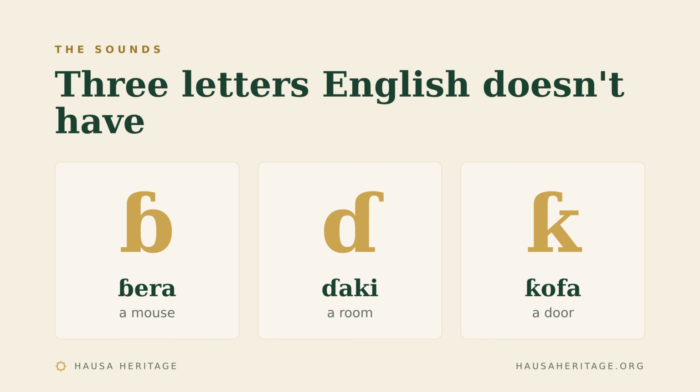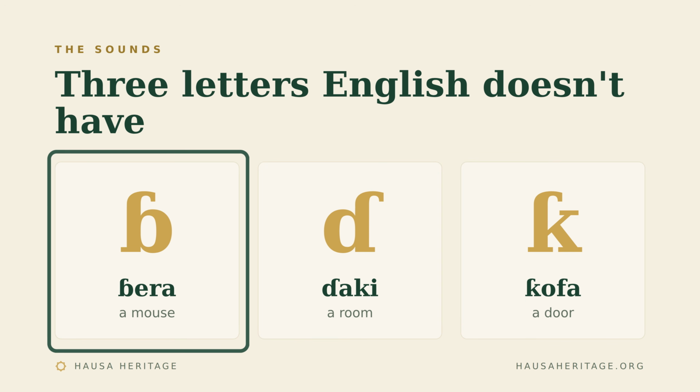Let's begin with 3 hooked letters. Ɓa, ɗa, ƙa. These look like a B, a D, and a K, but the sounds are not the same. A B goes ba, a hooked B goes ɓa, a D goes da, a hooked D goes ɗa, a K goes ka, a hooked K goes ƙa. The hook is not decoration, it changes the sound.